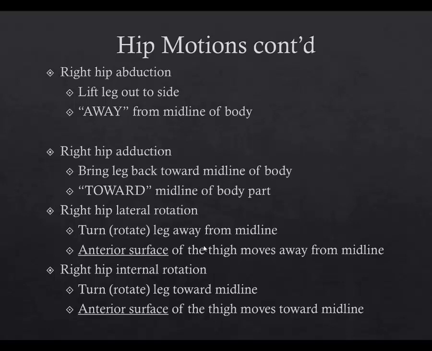Right hip lateral rotation, this is also called external rotation. You turn or rotate your leg away from the midline. So you do this if you're in the anatomical position. If you move your foot from pointing forward to pointing out to the side, you're actually rotating your hip joint. Even though your foot is rotating, it's happening at the hip. The anterior surface of the thigh moves away from the midline.